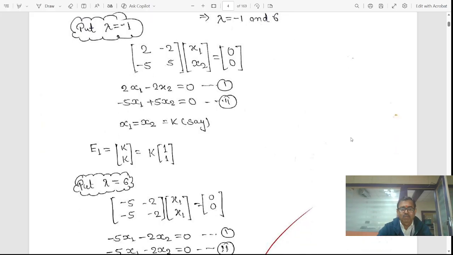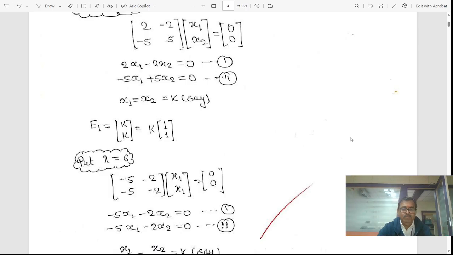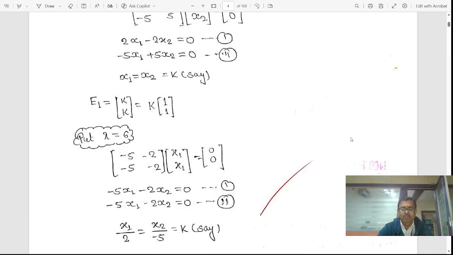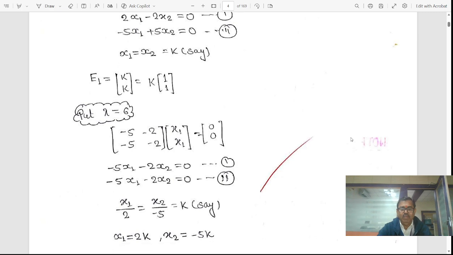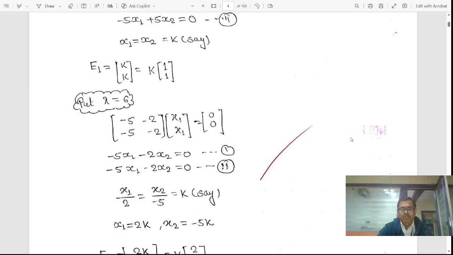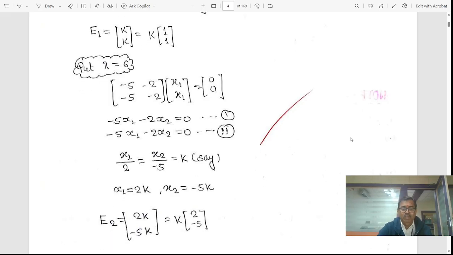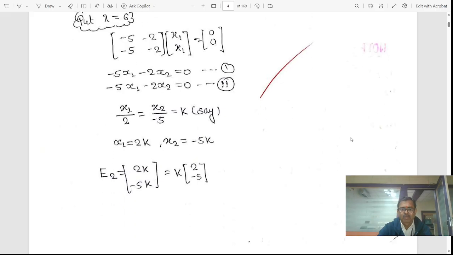Now again put λ = 6, so we get [-5 -2; -5 -2], again becoming a single equation in two variables: -5x1 - 2x2 = 0. So we can write x1/2 = x2/-5 = k. After simplification, x1 = 2k, x2 = -5k. So we can write that the second eigenvector is (2k, -5k). K is common, so the second eigenvector is (2, -5).